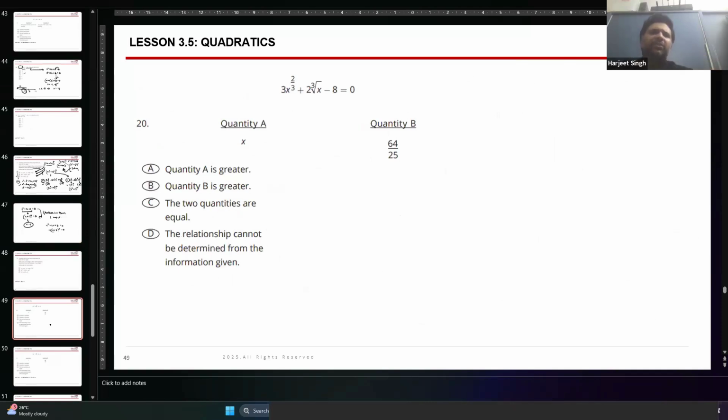Okay. New question. So how do we solve this? 3x raised to 2 by 3 plus 2 cube root of x. Can I write this as x raised to 1 by 3? So this is x raised to 1 by 3 minus 8 equal to 0. So this is the expression.